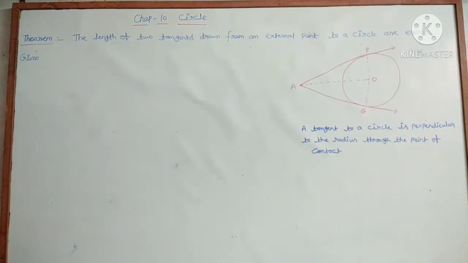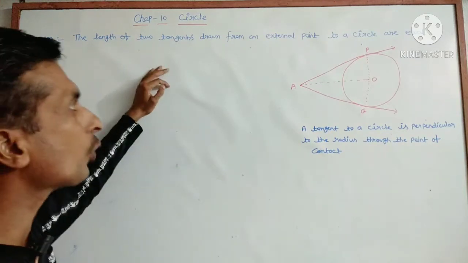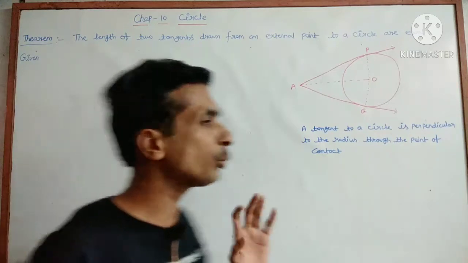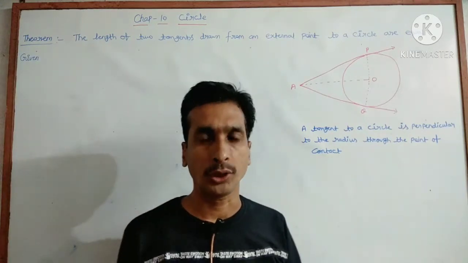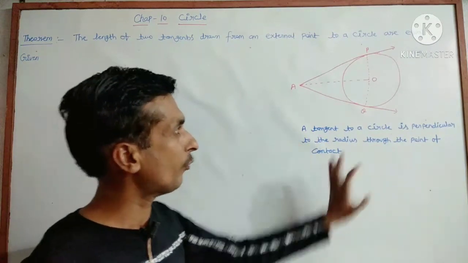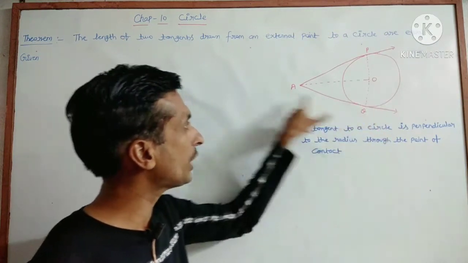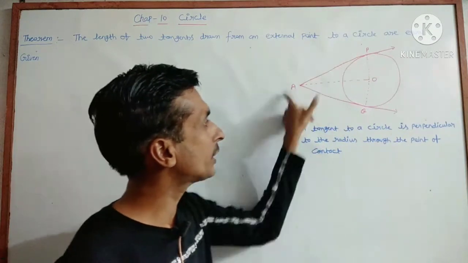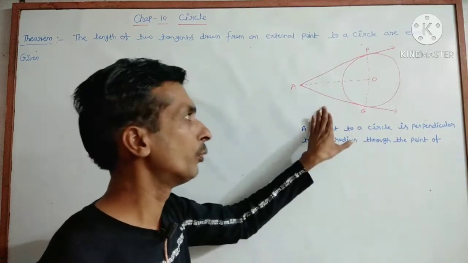Here is the theorem. The lengths of the two tangents drawn from an external point to a circle are equal. In this theorem, we have to prove AP equals AQ. There are two tangents and both are equal. So now you can see the picture. There is a circle and two tangents AQ and AP, and both tangents AP is equal to AQ. We have to prove this, okay.